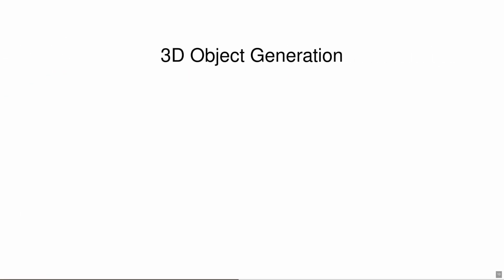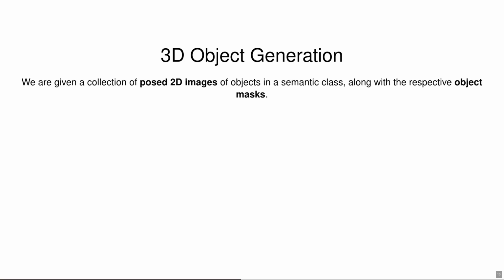We now discuss the PartNeRF architecture and how we can generate 3D objects using our method. As input, we are given a collection of 2D images and object masks along with their respective camera poses. We train a separate model for each semantic category. Our model is based on the autodecoder architecture.